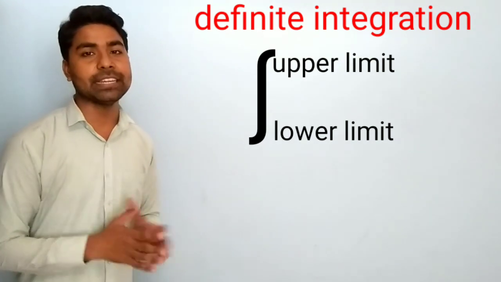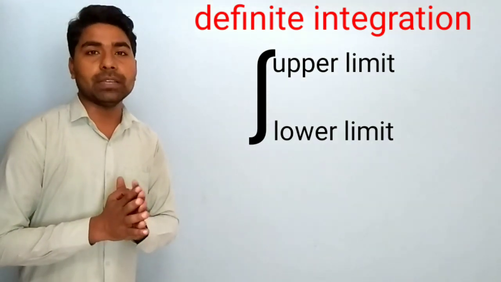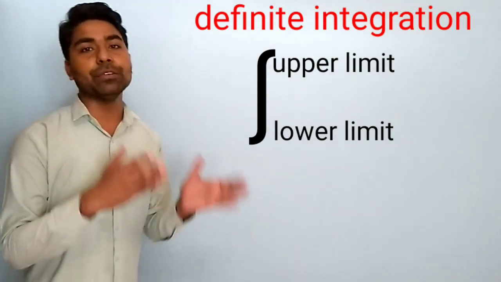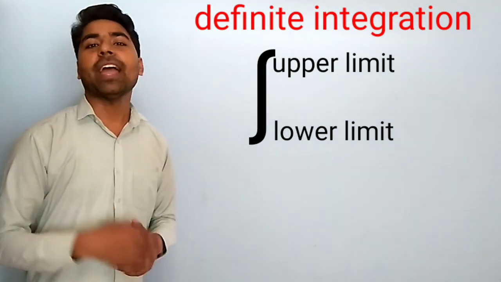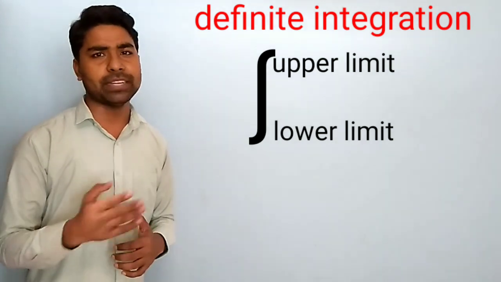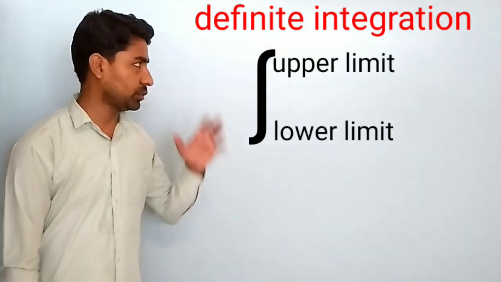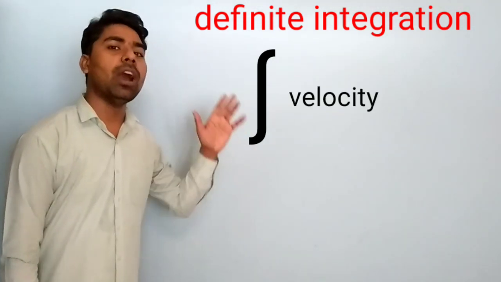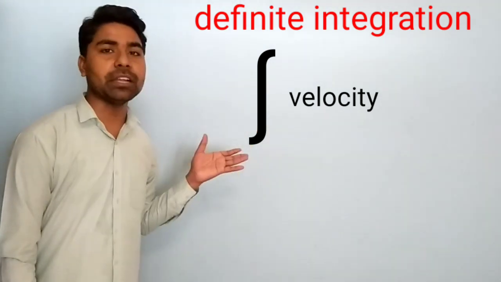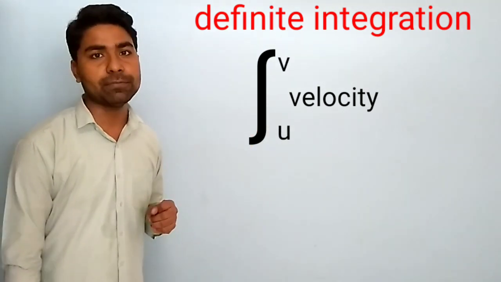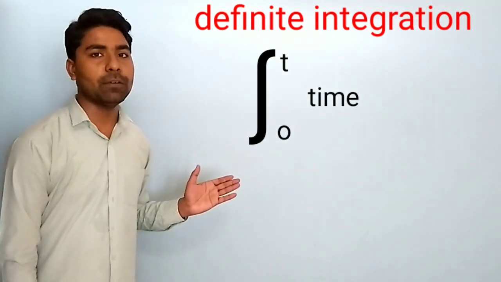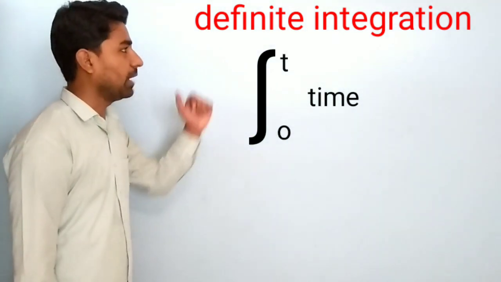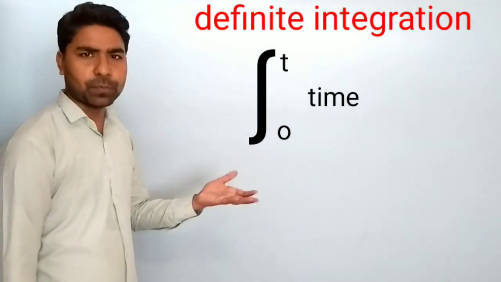Suppose we are integrating some acceleration or velocity from the initial value to the final value. What is the initial value? Initial velocity. And what is the final value? Final velocity. So you must show the integration of velocity from the initial value u to the final value of v. In the same way for the time, the initial value of 0 to the final value of t. In the same way we can do further.